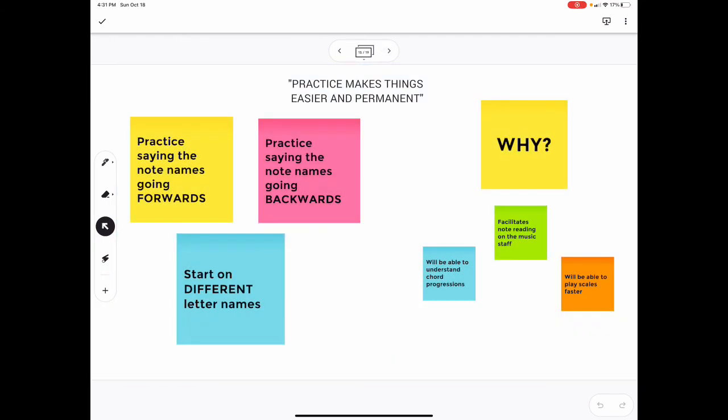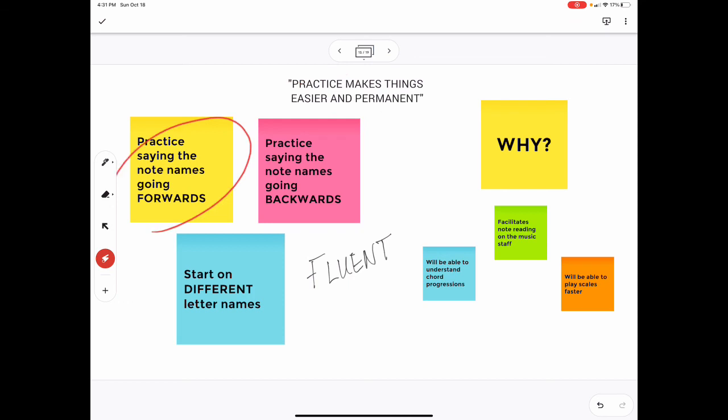So I have a saying in my classroom that says practice makes things easier, and a good friend of mine added, and it makes it permanent. Okay, your goal for these sessions when it comes to either reading note music or understanding your chord progressions or music theory is to get fluency. You want it to be fluent and be able to operate on it very fast. So practice is going to be your best tool, okay? Practice makes things easier and it makes it permanent.